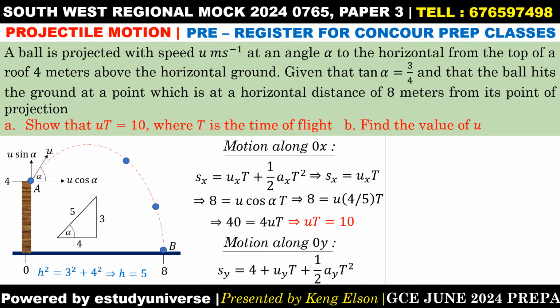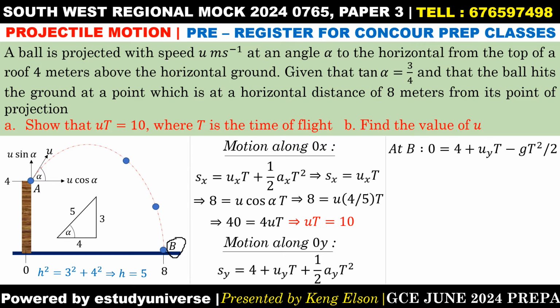Now you need to know that in the vertical direction there is acceleration, and acceleration is negative g. Now at the point B, the vertical distance traveled is 0, and the time taken to travel that distance is also capital T. The acceleration, since we are considering the vertical direction, is negative g, and g is 10 meters per second squared.